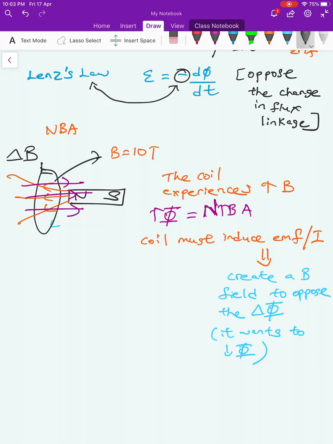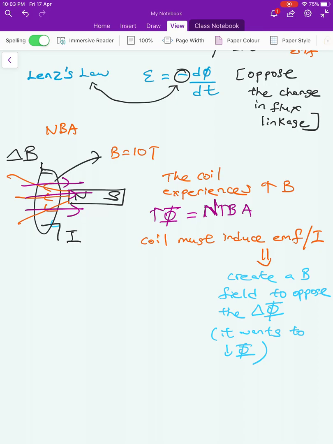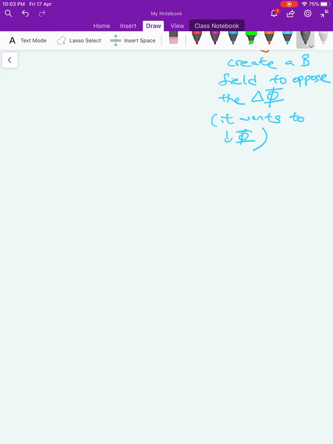It opposes the orange B field. Using the right hand grip rule, we can find the direction of current flow, which should be here. So this is our right hand grip rule.